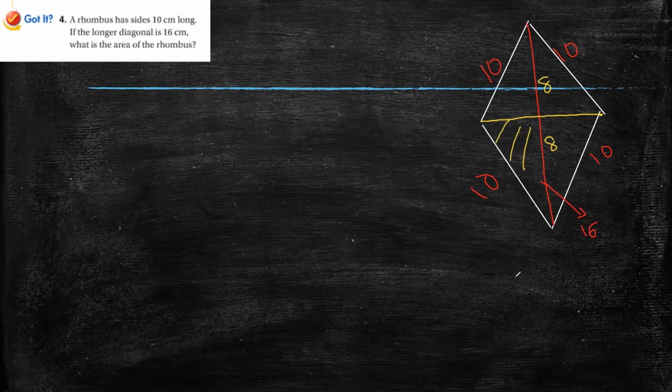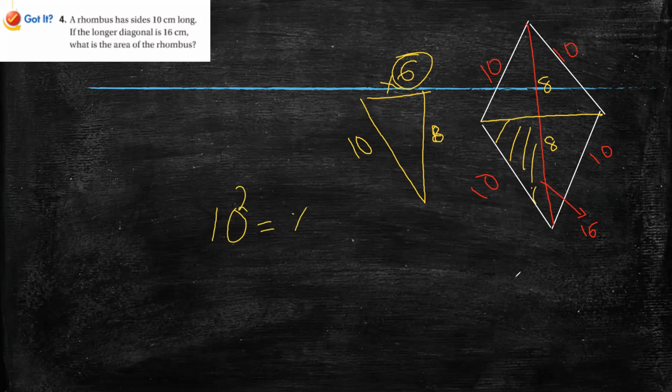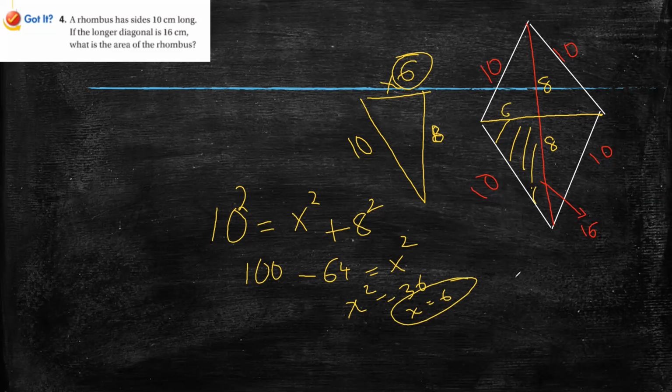Now, if you look at this triangle here, if here is 10 and here is 8, who can tell me what is the length of this side? Using the common triangles I told you about. It is 6. The answer will be 6. How can I find it? By using the Pythagorean theorem. 10 squared equals x squared plus 8 squared. So 100 minus 64 equals x squared. So x squared equals 36. So x is 6.